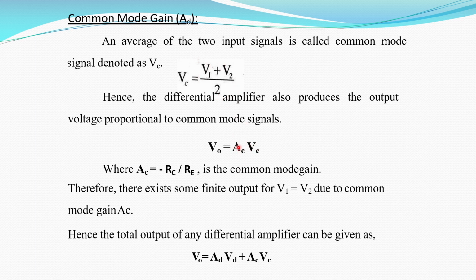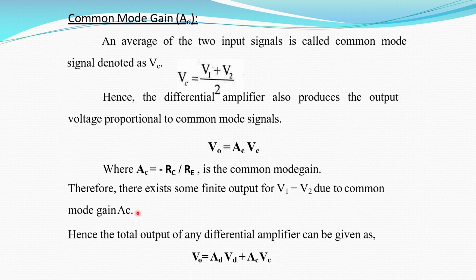AC is nothing but the gain of the common mode amplifier. Therefore, AC is equal to minus RC by RE. This is the AC value. And in this way, in this common mode signal, there exists a finite output for V1 equal to V2 due to the common mode signal.